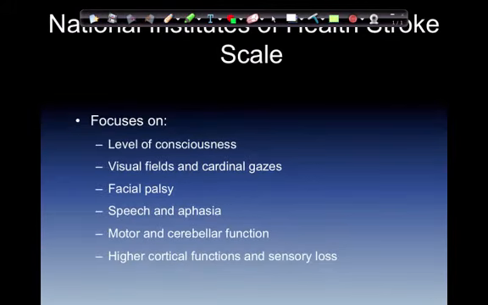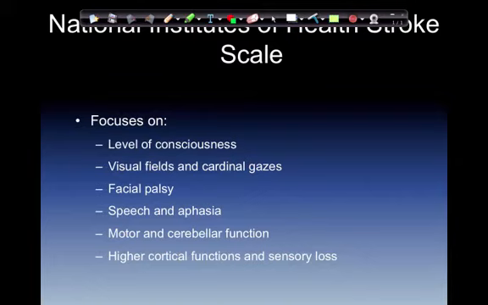The National Institutes of Health Stroke Scale looks at several things. Level of consciousness, to where they are alert, they respond to voice, pain, or they're unresponsive. Visual fields and cardinal gazes, and then they assess for deficits. Hemianopia, the loss of the same half of a visual field in both eyes. Diplopia, double vision.